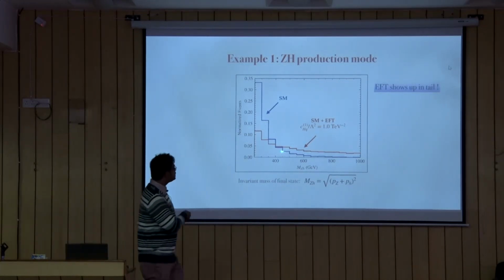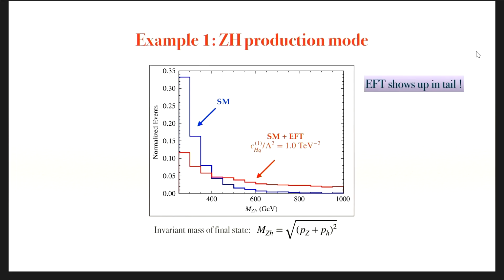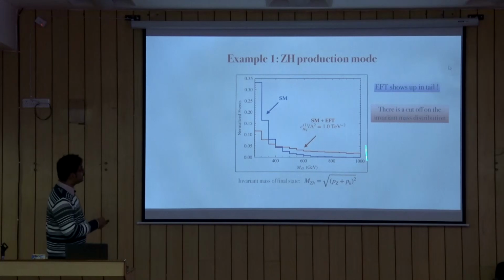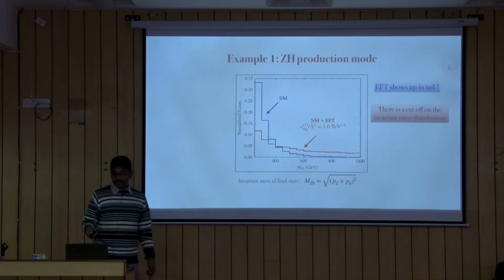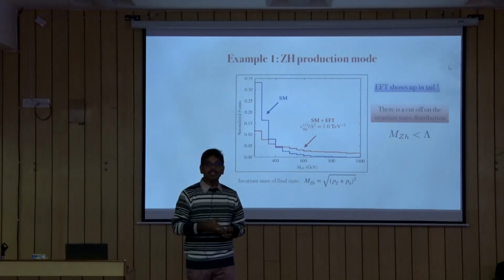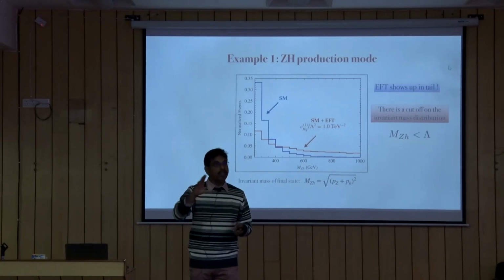But the question is whether you can enhance the tail to the extent that you want. The answer is actually no. And that once again comes from that warning that you better obey the effective theory limit when you are calculating these cross sections, including the effective operators. And so therefore, there must be a cutoff that says that your lambda must be greater than the invariant mass of the ZH.